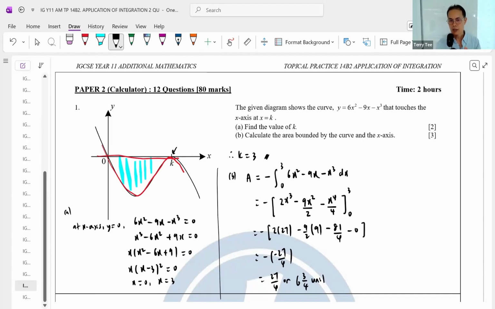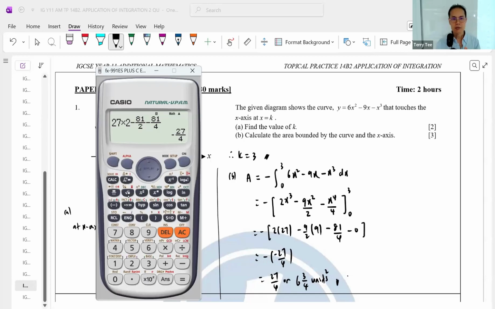Square unit. Again, you know you can use your calculator to counter check. You can use integration, 6 alpha x squared minus 9. Your x is alpha x. If you're using the new calculator, x is above here. So you minus x cubed. This will be from 0 to 3. And my answer is this, 27 over 4. I know it's correct.